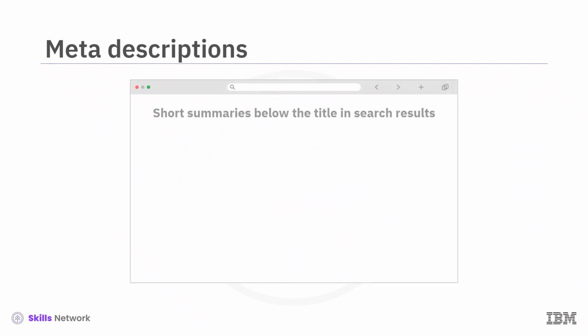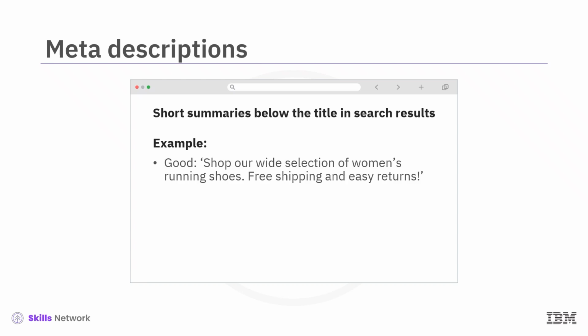Meta descriptions. These are short summaries in the search results below the title. While they don't directly affect rankings, a well-written meta description can encourage more people to click on your link. For example, good: Shop our wide selection of women's running shoes, free shipping and easy returns. Bad: This page is about women's running shoes.